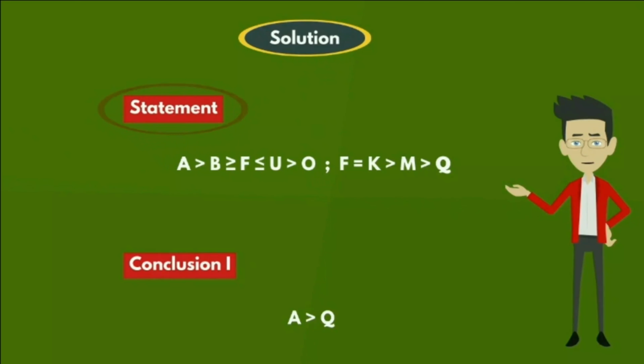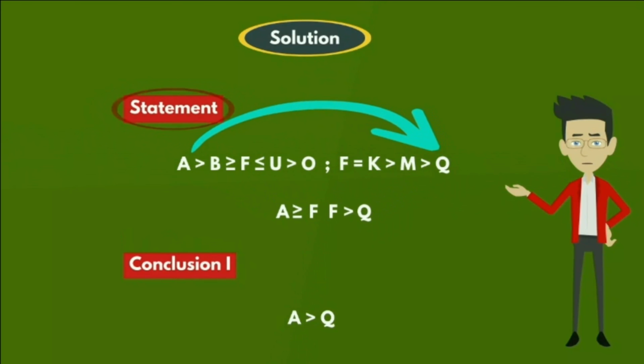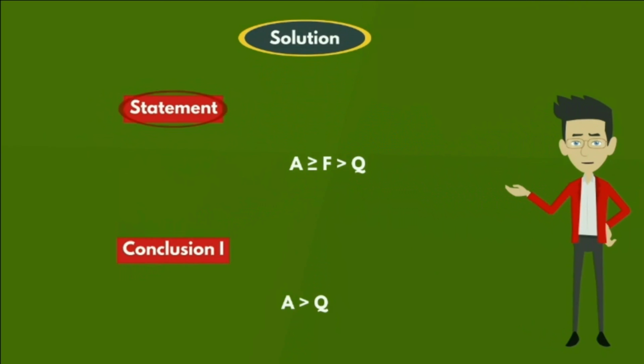Here in the statements, we don't have a direct relation between A and Q, but we can combine these statements. Here we have a relation from A to F and F to Q. So we will get a relation from A to Q. Here in this statement, F greater than Q. So here, A greater than or equal to F greater than Q. But in the conclusion they are asking the relation A to Q. So we can write this A greater than Q. So conclusion 1 is true.